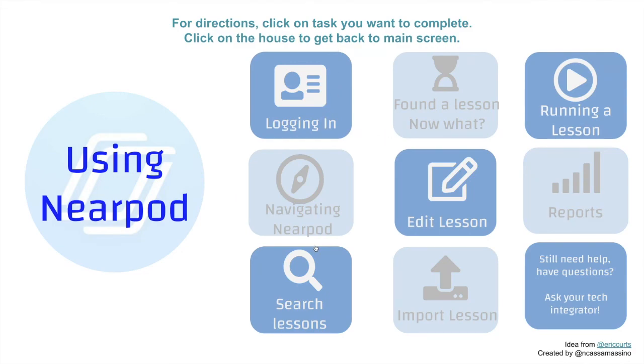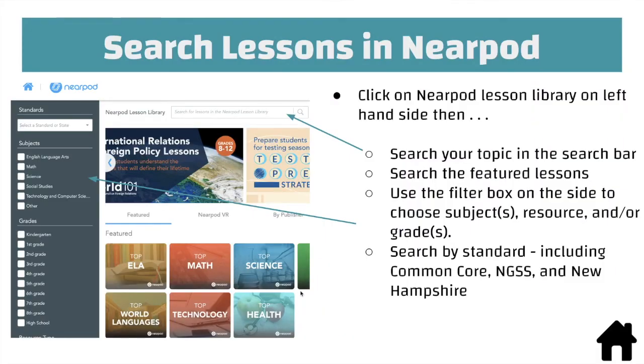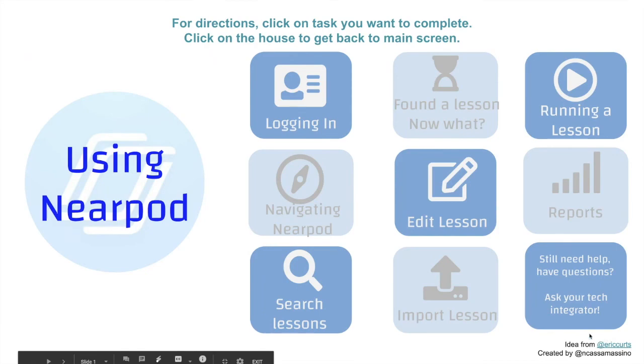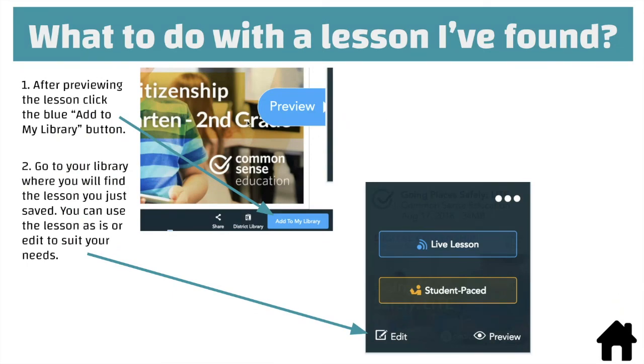You can follow these topics right in order, or you can simply skip ahead to a topic that you need more information about. So for example, if you already know how to log in and you already know how to navigate, maybe you want to know a little bit more about searching. So I click on search and it brings me to the appropriate slide for searching. When I'm finished, I click on the house button and it brings me back to the main menu. And now I want to know, well, what do I do after I find a lesson? It gives me some directions there as well.